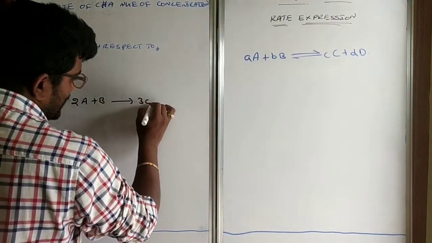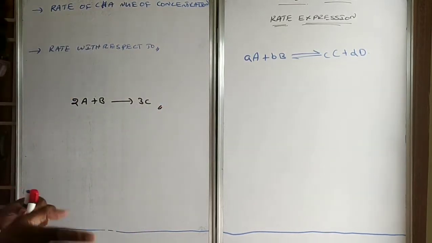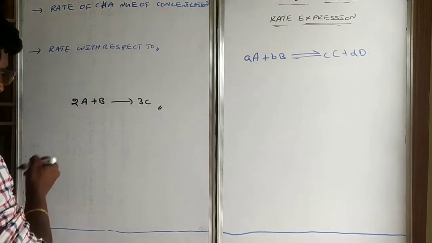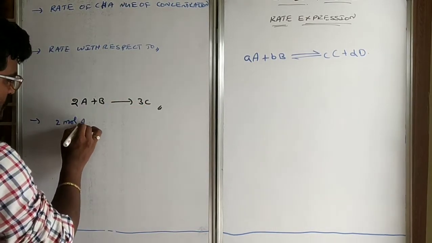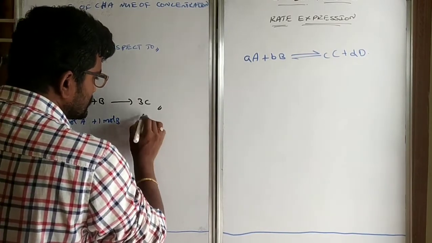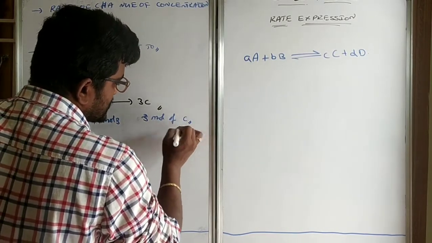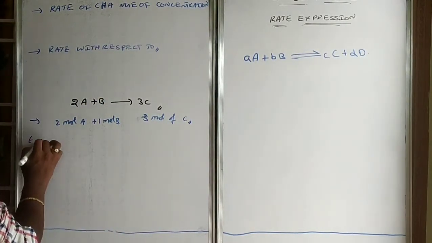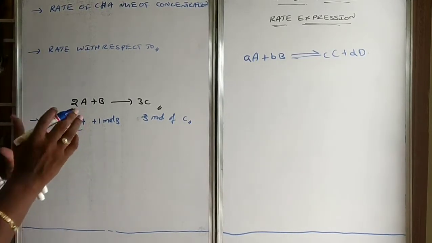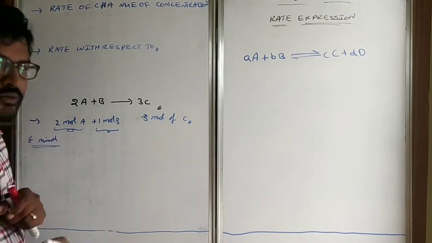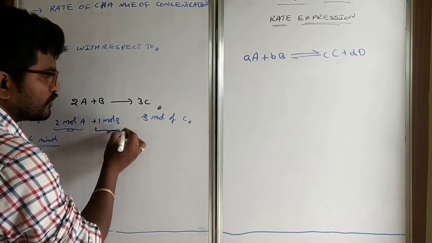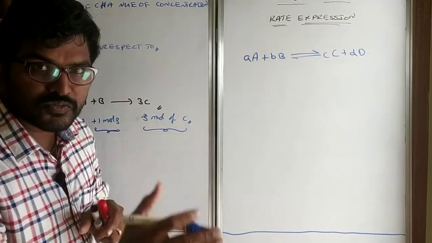2A + B gives 3C is the reaction. Whenever there is a chemical reaction 2A + B gives 3C, how can you write this? 2 moles of A react with 1 mole of B and form 3 moles of C. If the reaction completes in t minutes, what is the meaning? 2 moles of A completely react with 1 mole of B to form 3 moles of C.